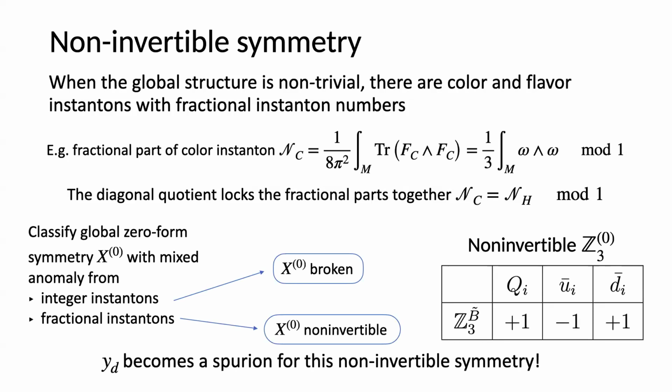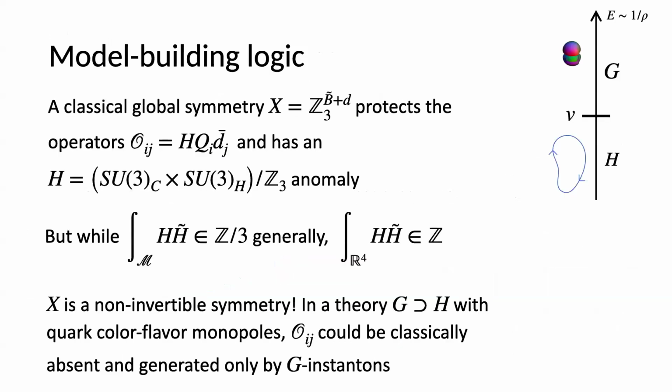And in fact, the important part of the non-invertible symmetry that you find is exactly analogous to the lepton sector. There's a generation-independent Z3, which looks like baryon number for Q and U, but gives down quarks the wrong sign charge. And so all of the down Yukawas are now a spurion for this non-invertible symmetry. And again, we can follow our same model building logic. We have a global symmetry, it protects some operator we care about. It has an anomaly, but some of the instanton numbers are not available on R4.